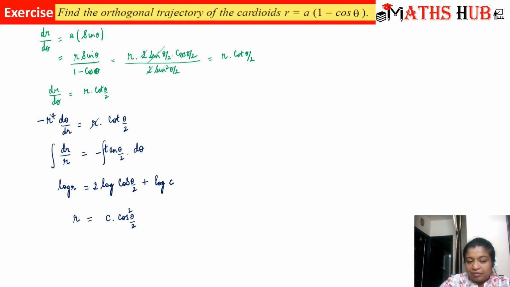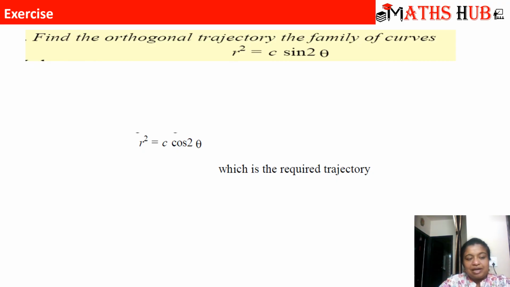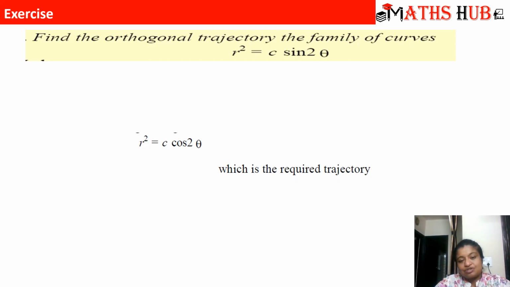So I'm giving you one more exercise to try in polar coordinates. So you have to find out the orthogonal trajectory for the family of curves r square equal to c sine 2 theta. I'm also giving you the answer. The orthogonal trajectory will come out to be r square equal to c cos 2 theta. So just try this and do let me know in the comment section if you are able to solve it, right?